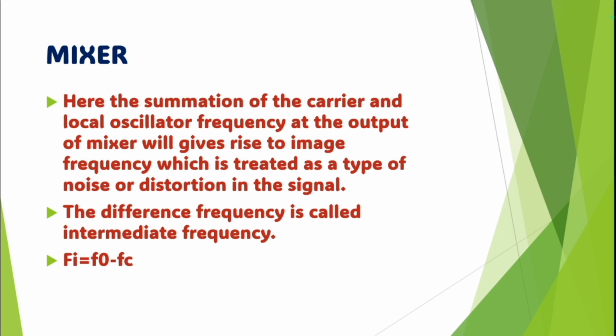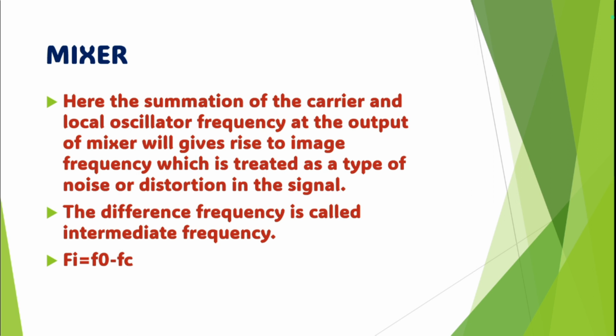Next, mixer. Mixer means what? Generally, it is the device which is used to mix. Here, two signals are mixed with each other. The first signal is your input signal, which is coming from the RF amplifier, and the second signal is our local oscillator signal, meaning a reference signal.